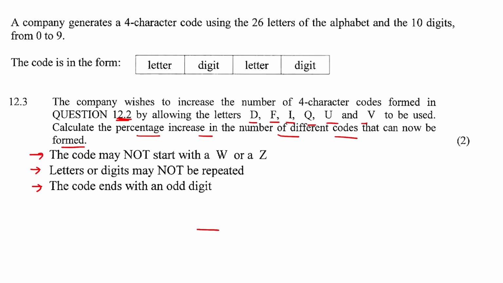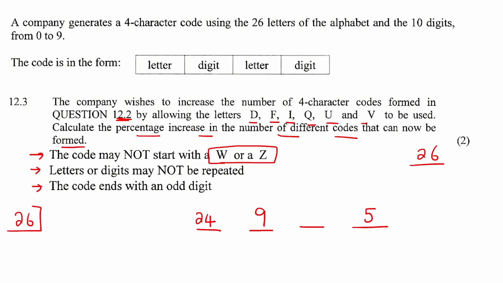Okay, so we're still going to have 4 characters, and now we're allowed to use all the letters in the alphabet, which is now 26 again, but we're still not allowed to start with a W or a Z. So for the first option, we're going to have 24 options available. Then for this last digit, that's still going to be exactly what we said the last time, which was a 5. And then for this one over here, we're still going to keep that as a 9. And now for this one over here, we just have to be a little bit more careful. We have all 26 letters available to us. We were not allowed to use a W or a Z for the first position, so we just said 24.